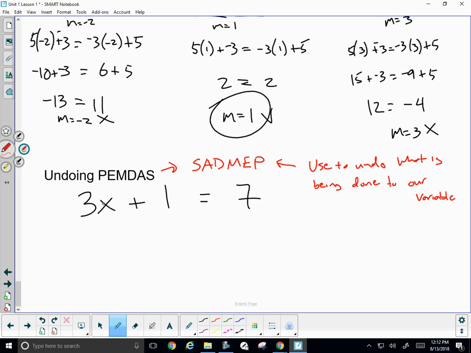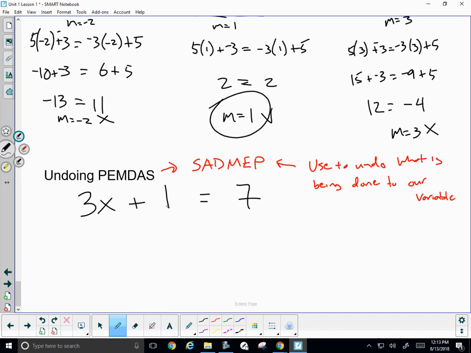We see our variable here. We want to understand what that value is. We want to unlock its hidden value. Well, the last thing that was done to this variable after it was multiplied by 3 was it was added 1. Okay, I started with a value. It appears that I multiplied by 3, and then I added 1. Let's get rid of the 1, and I'll undo what 1 does to the 3x.